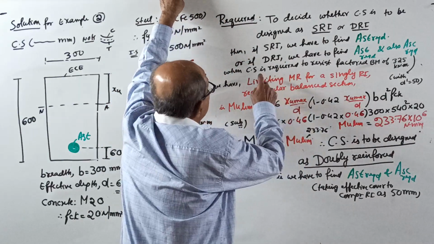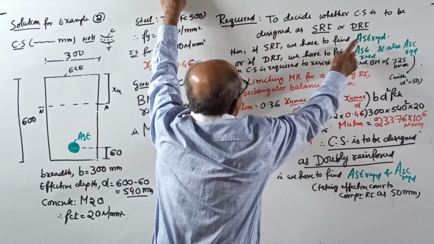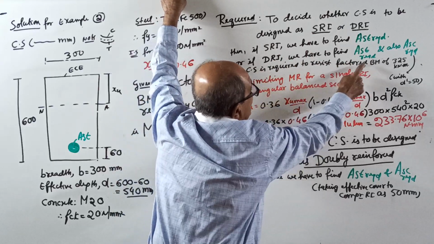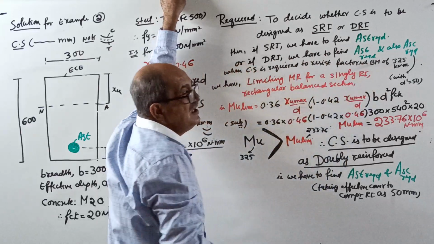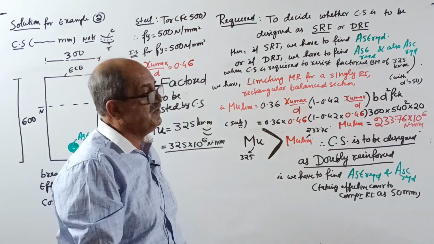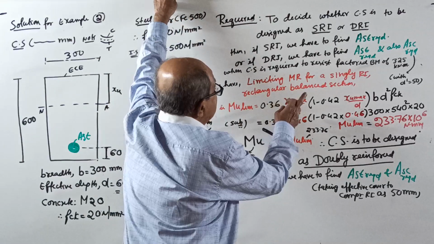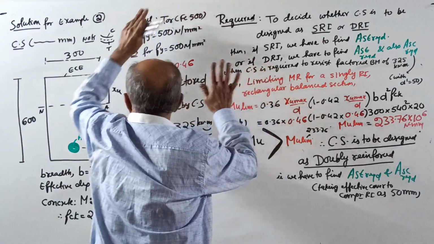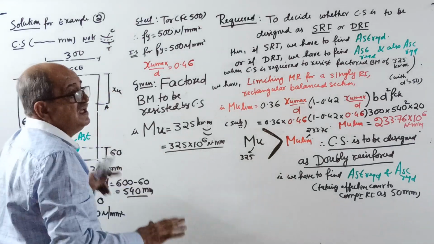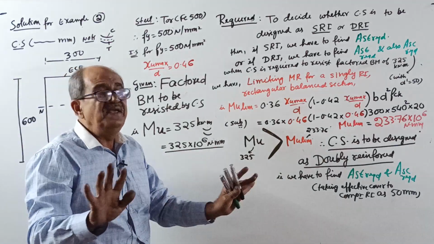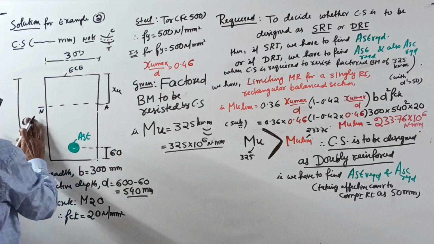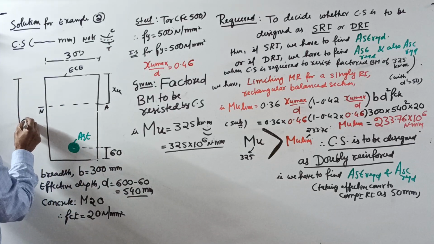But one thing I added. Find AST required, when the cross section is required to resist a factored BM of 325. Last time we should have written a factored BM of 90 kN meter. I forgot to write it, actually not required. Okay, now first step. So far my sketch is only for singly. I have not shown ASC here. Still we don't know. Whatever it is, B, D, I have not marked. Okay, forgotten, no problem.